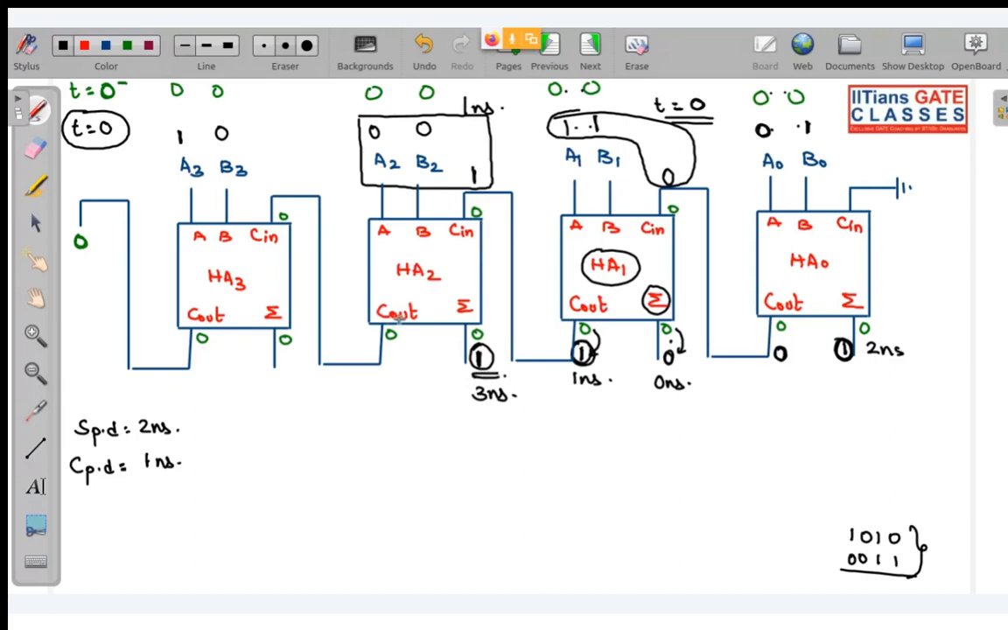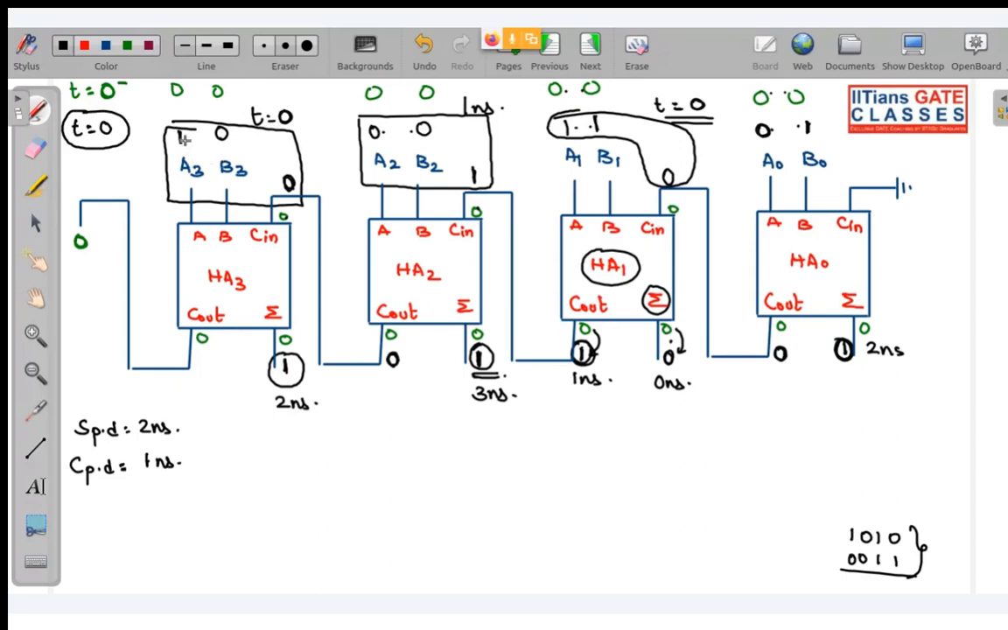But what about this carry? When you add 0 plus 0 plus 0, C out is 0. When you add 0 plus 0 plus 1, C out is still 0. So this 0 is present over here again from t equal to 0 nanosecond. So when you add 0 plus 0 plus 0, sum is 0. But when you add 1 plus 0 plus 0, sum will be 1. And this will take how many nanoseconds to generate? 2 nanosecond. Why? Because all the inputs were available at t equal to 0.